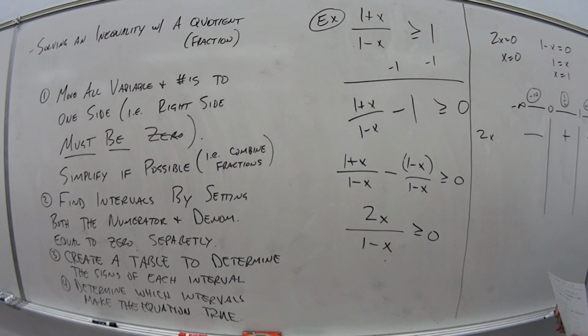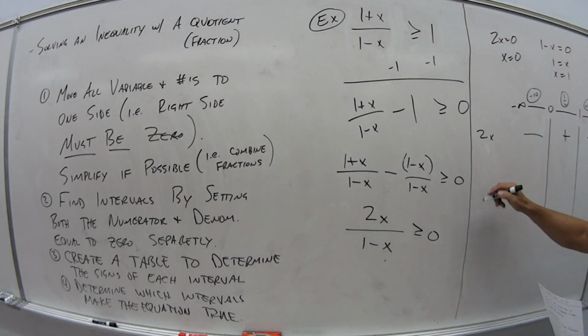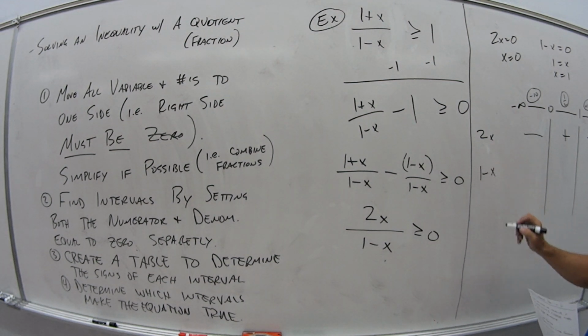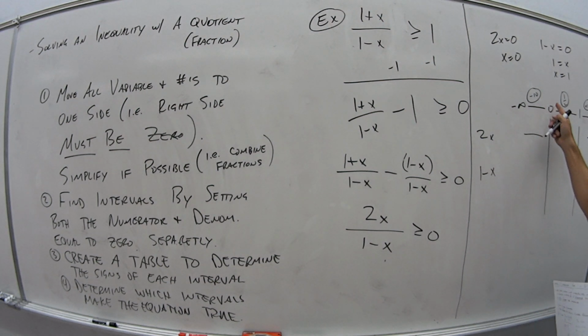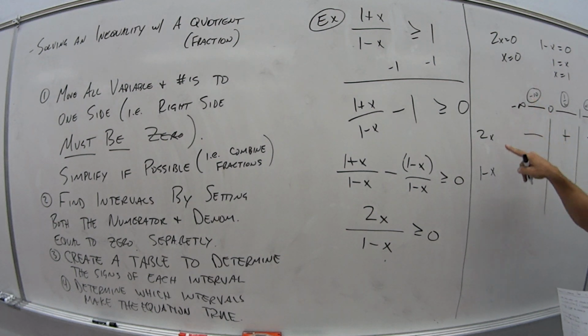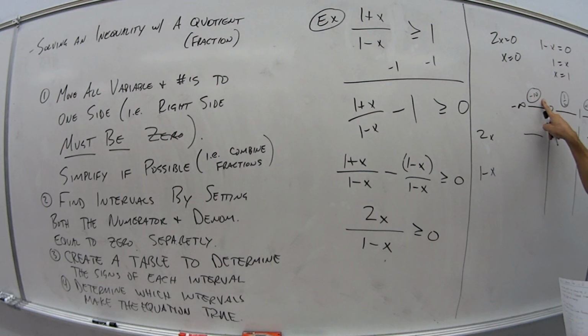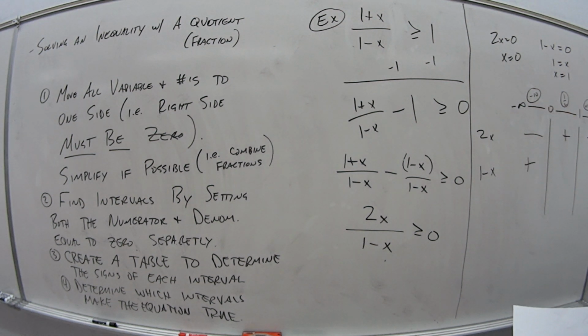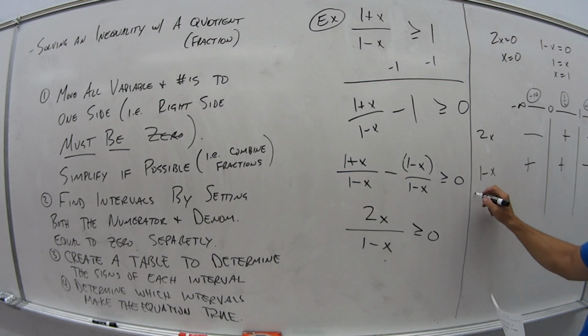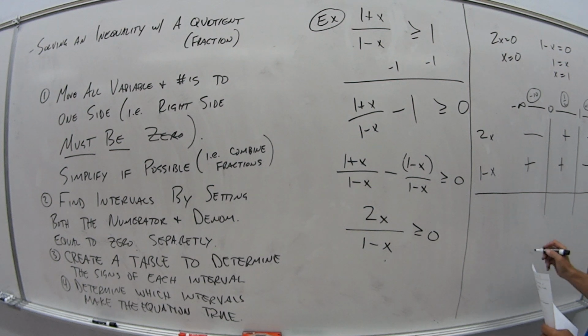Now I want to look at 1 minus x. So in this interval, if I plug in negative 10, 1 minus a negative 10 is like 1 plus 10, which is positive. 1 minus a half is still positive. 1 minus 10 is negative. So that's my numerator, that's my denominator.